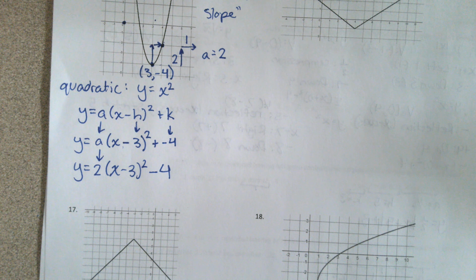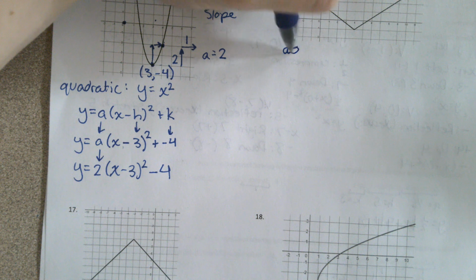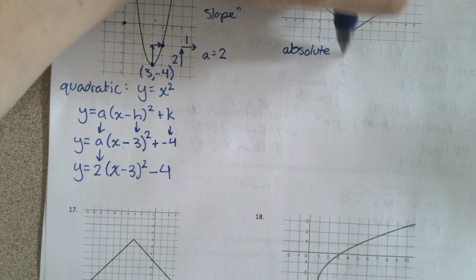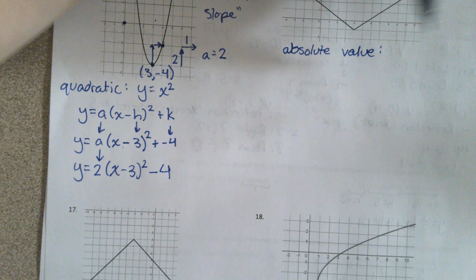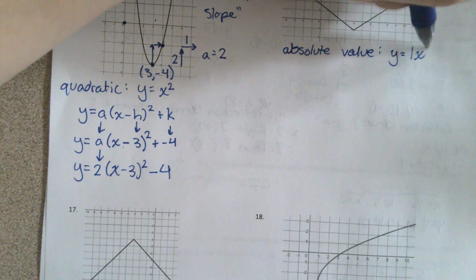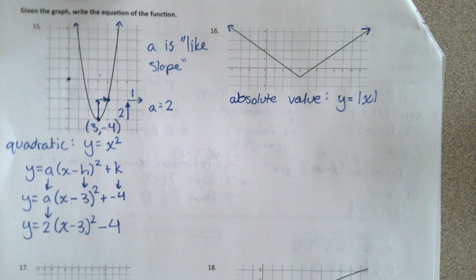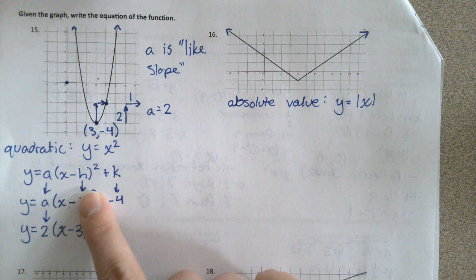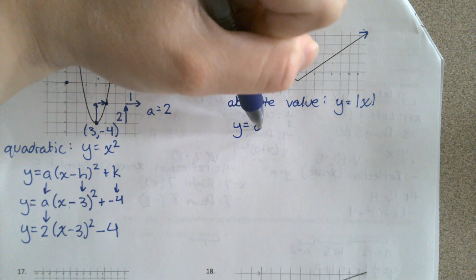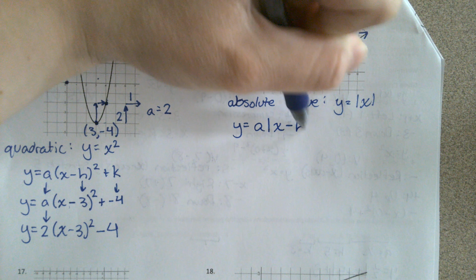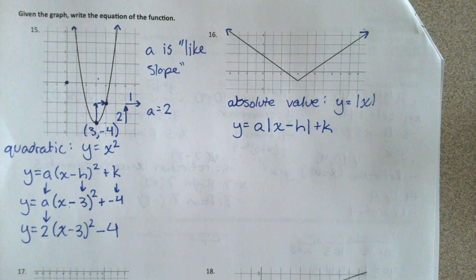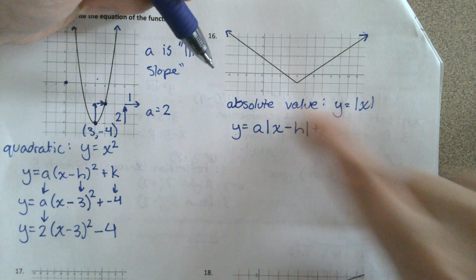16. Again, first thing you need to ask yourself when you look at this graph is what kind of function am I looking at? Here we have that V shape. You should recognize that as absolute value. Meaning the original function is just y equals the absolute value of x. So that's where we start with. And then again, I'm going to set it up in this general form here. Y equals a times the absolute value of x minus h plus k. And then we need to fill in these letters.